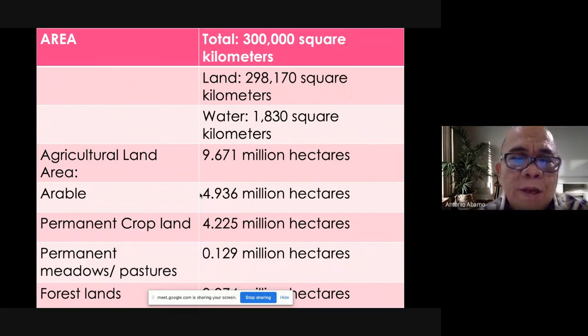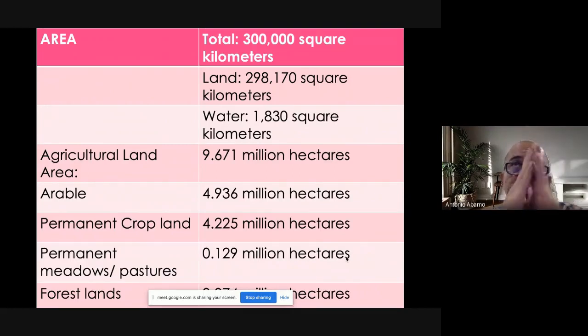Now, the 9 million hectares of agricultural area is only composed of 4.9 million hectares of arable land. Okay, when we say arable land, of course, it is fitted for cultivation. Now, this 4.9 million is also planted with permanent crops, comprising about 4.2 million hectares. And there is also a sizable area devoted to meadows and pastures, about 0.3 million hectares. And then you have 0.074 million hectares for forest reserve.